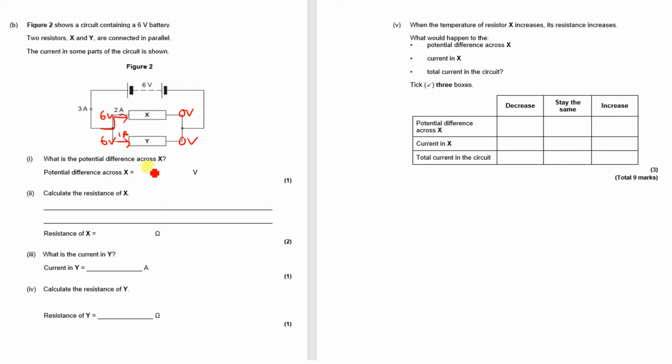Right, what is the potential difference across X? Well, it's 6 volts. Calculate the resistance of X. Well, now we know it's 6. If V equals IR, then R is equal to V over I. So that is equal to 6 volts divided by 2 amps, which gives us 3 ohms.